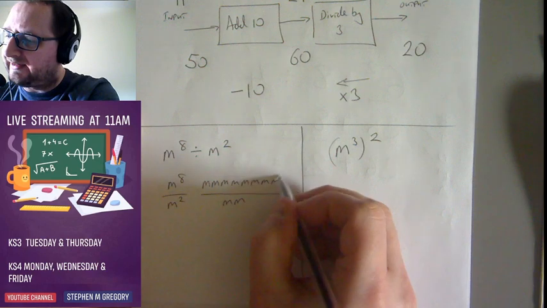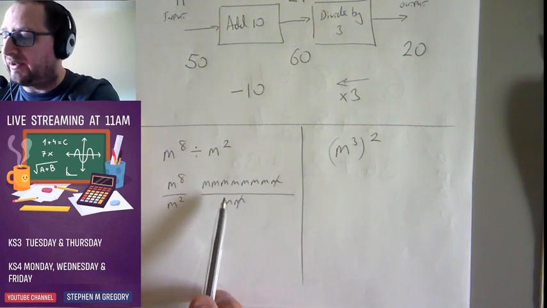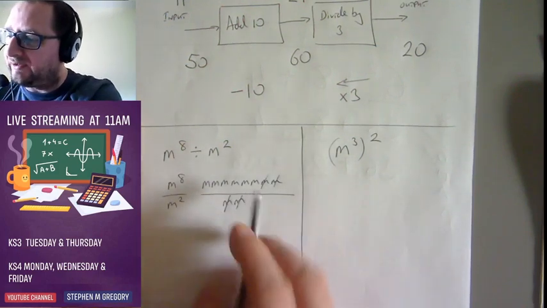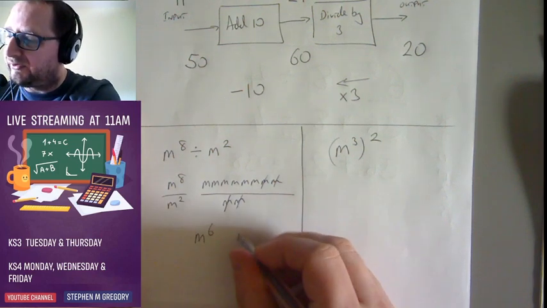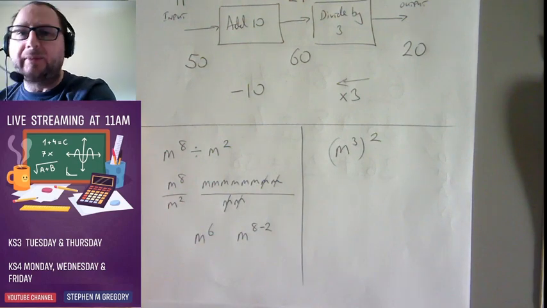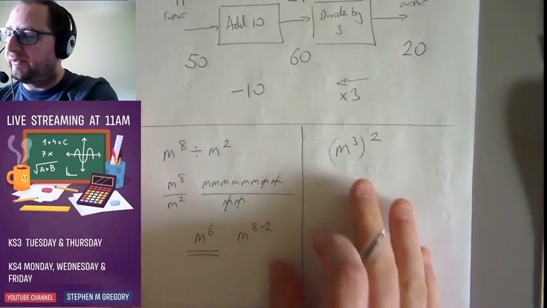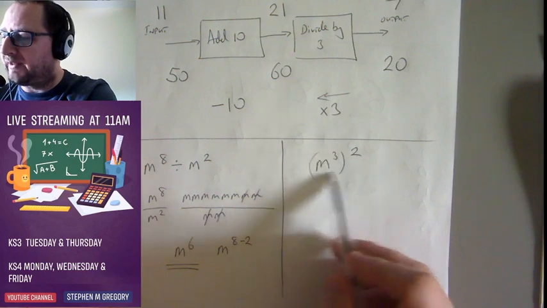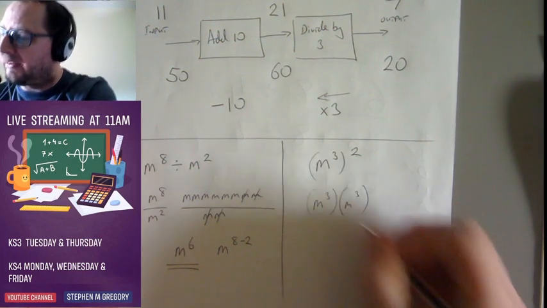M will divide into m once, leaving you with one lot of these, which is obviously m to the power of 7. And m will divide into m again once, leaving you with m to the power of 6. Those of you who know the second law of indices know that we can subtract the powers to generate the answer of m to the power of 6. For the third law of indices, well, first of all, square. Square means we have something that we're multiplying by itself.